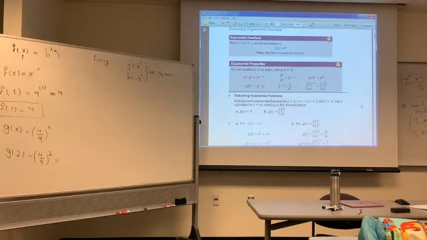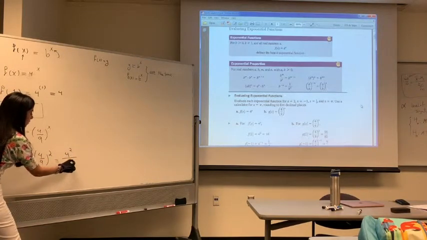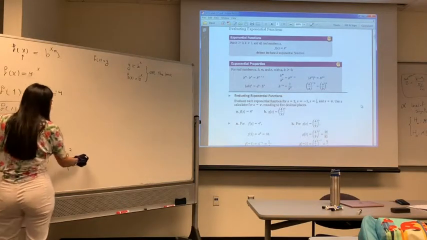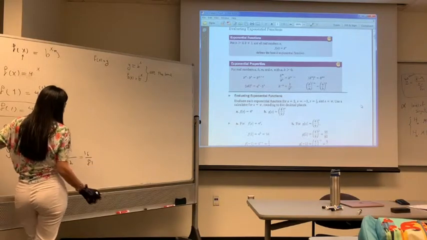Now you should know, if you have a fraction and the whole fraction has a power, we say the numerator has this power, divided by the denominator has this power. So that power belongs to both the numerator and the denominator. And then you can say 16 divided by 81.